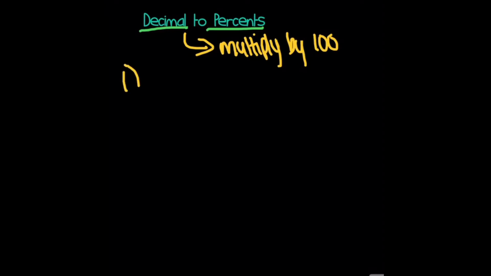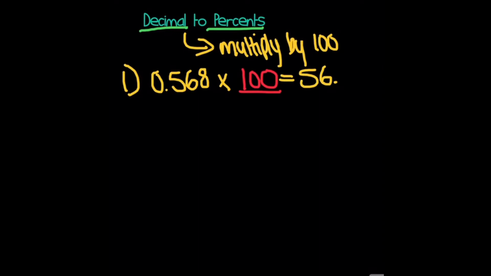For instance, 0.568 or 568 thousandths times 100 equals 56.8%. So it's fine to have a decimal like we had right here in your percent. Now, remember we just moved it 2 times to the right.